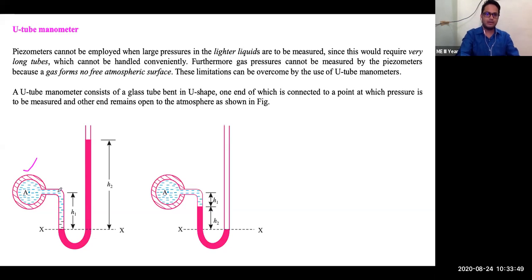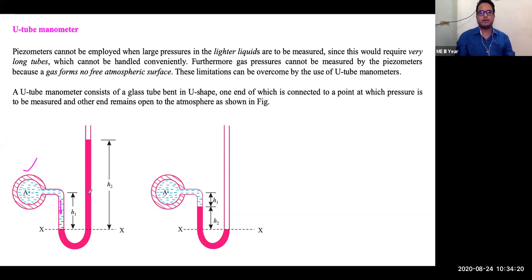This liquid will try to push this pink color liquid, or heavier liquid. That pink color liquid is called manometric liquid. Okay, this is a manometer. In a manometer, some liquid is filled, so it is called manometric liquid or manometric fluid. Normally we use mercury in our manometer.